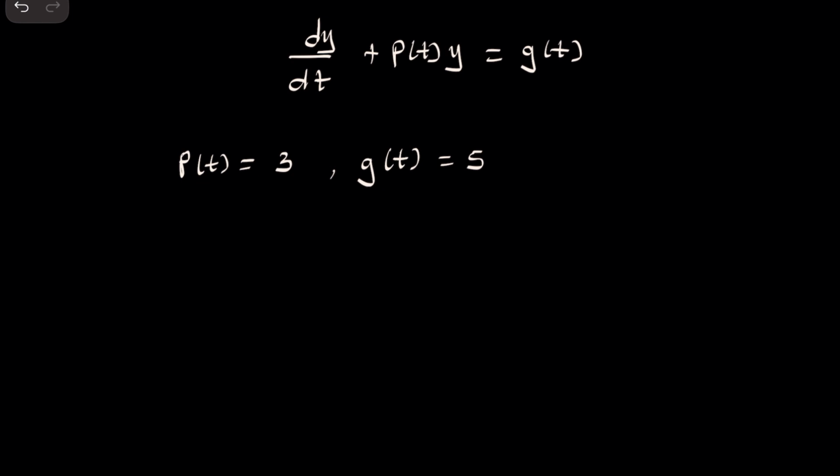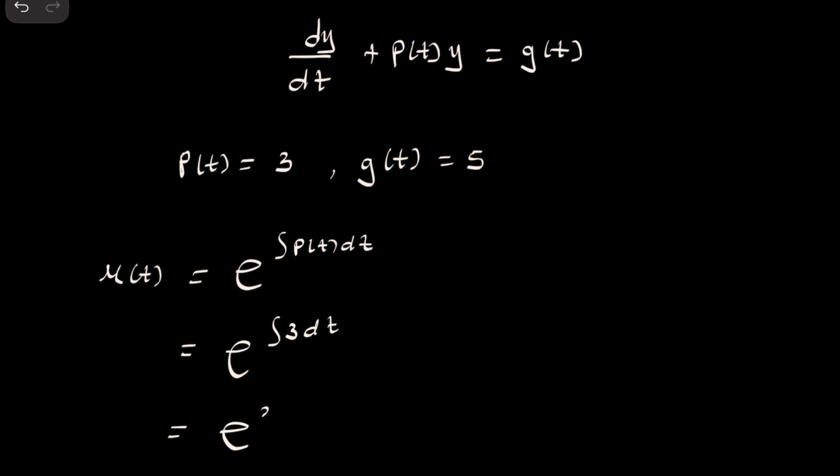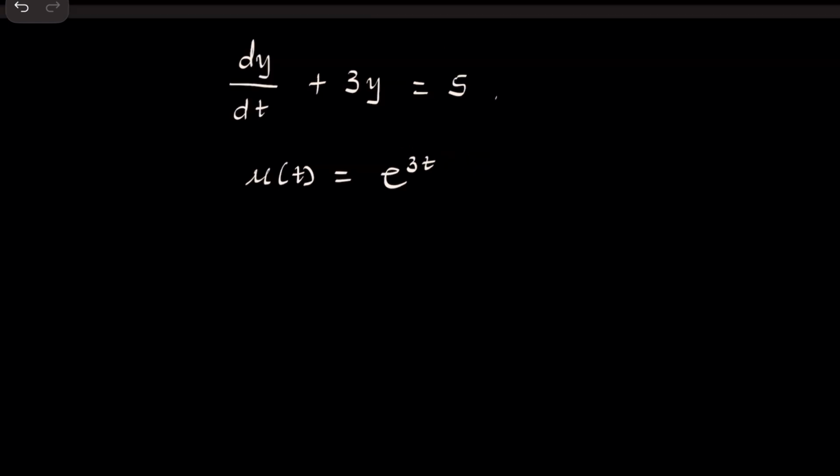Now let's compute our integrating factor. Mu(t) is e raised to the integral of p(t) dt. And so we are going to have e to the integral of 3 dt, so the integrating factor will be e^(3t). From step 3, we have to multiply through the given differential equation by mu(t). And so we are going to have e^(3t) multiplying dy/dt plus 3y is equal to 5 e^(3t).